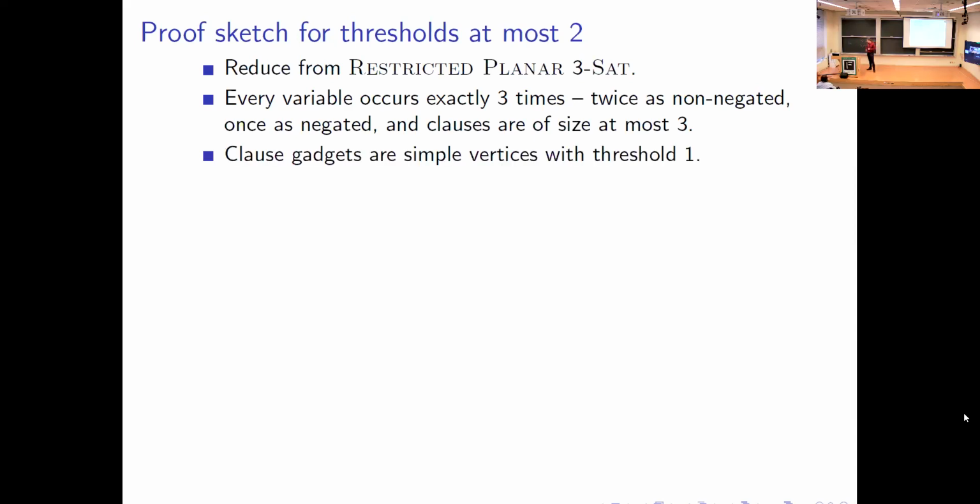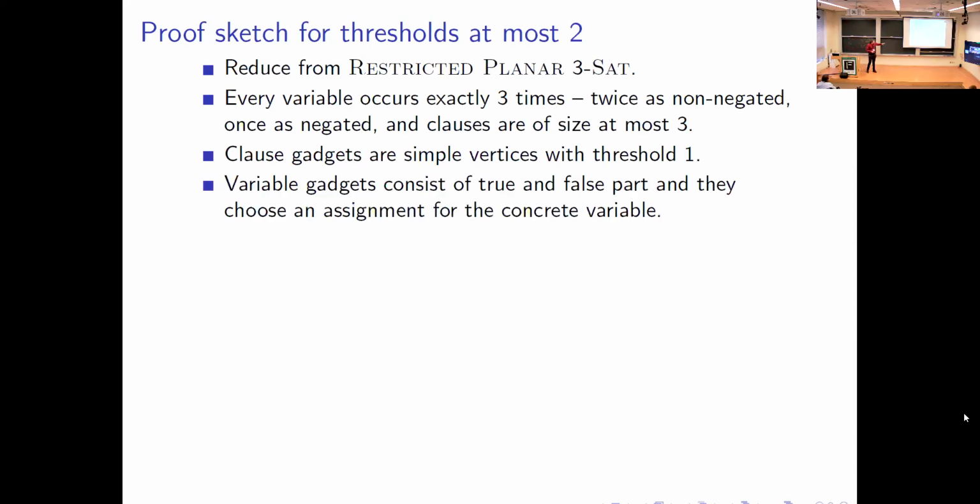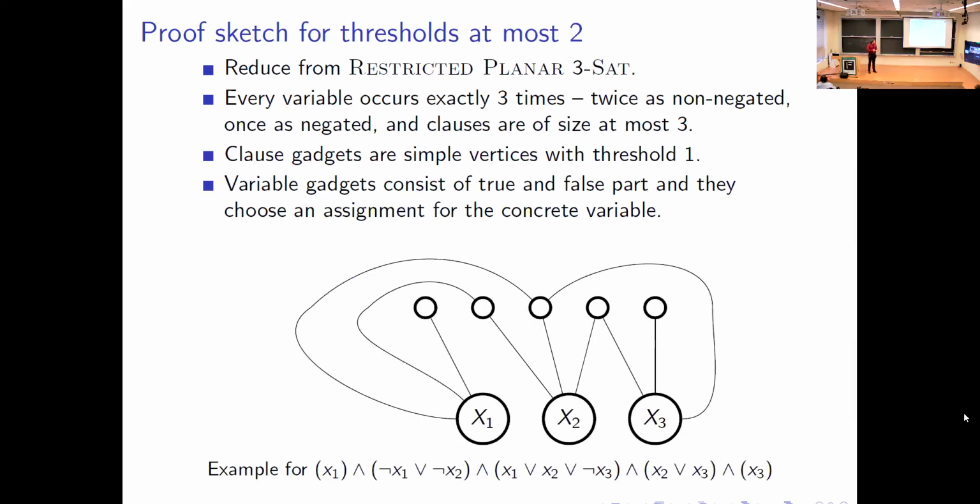So we create 2 types of gadgets. We have clause gadgets, which are simple vertices with threshold 1, and variable gadgets, which are a somewhat technical construction, but here's the general idea. So here's an example of a formula. These are just simple vertices with threshold 1, and then there is a technical construction for the variable gadget.